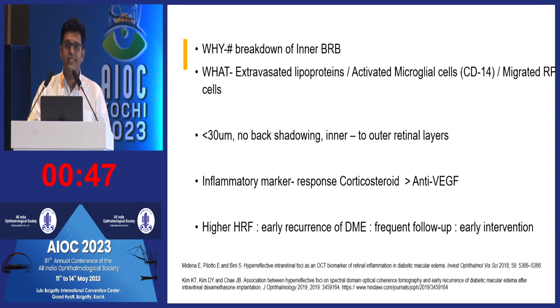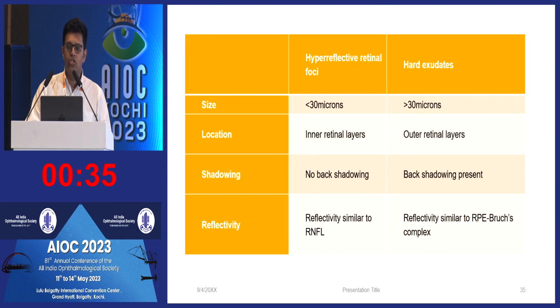They signify inflammatory markers. They respond better to corticosteroids, and the presence of the hyperreflective foci in higher numbers suggests that there is more likelihood of recurrences of diabetic macular edema to develop. So when you look at this comparison between the hyperreflective foci and the hard exudates, there are a number of differences ranging right from the size, the location, shadowing, and the reflectivity which you see between these two entities.